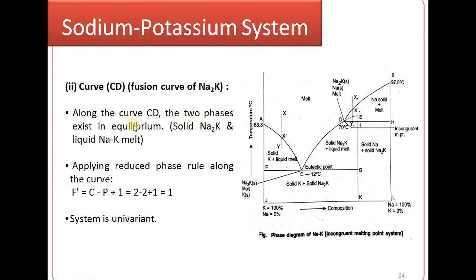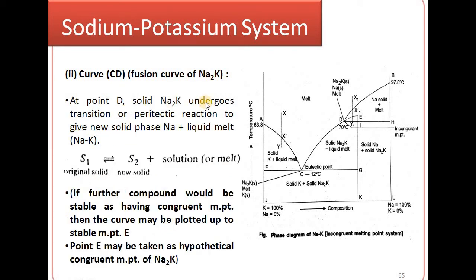Curve CD. Along the curve CD, again two phases are in equilibrium, which are solid Na2K and liquid melt. Applying the reduced phase rule along the curve, again we have F' equal to 1. So the system is univariant along the curve CD.